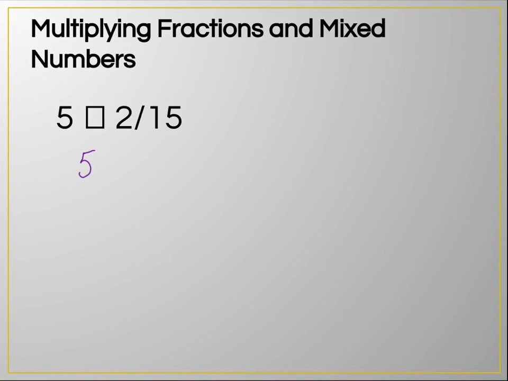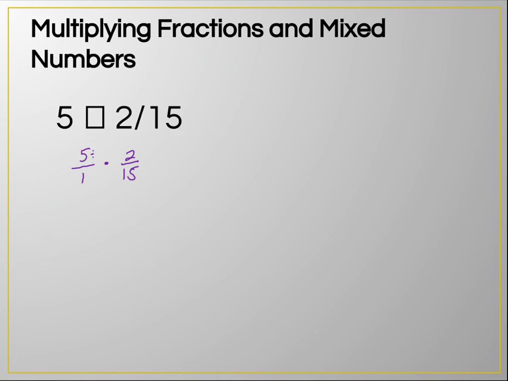Now this one, we have 5 times 2/15. Well, before I can multiply with 5, I need to rewrite it as a fraction. So I'm going to write it as 5/1. Then I'm going to look at my cross-canceling. I'm going to look diagonal, 1 and 2. Is there anything that those two numbers can be divided by that will make them smaller? No. 5 and 15, yes. 5 and 15 can both be divided by 5.